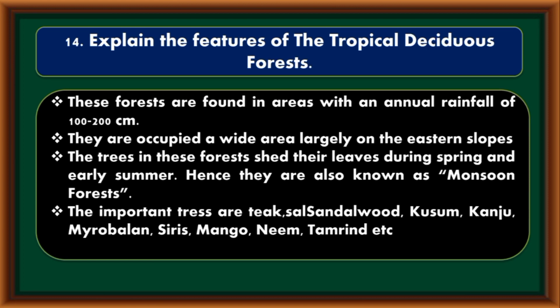Explain the features of the tropical deciduous forest. These forests are found in the areas with an annual rainfall of 100 to 200 cm. They occupy a wide area, largely on the eastern slopes. The trees in these forests shed their leaves during the spring and early summer. Hence, they are also known as monsoon forests. The important trees are teak, sal, sandalwood, kusum, kanju, myrobalan, siris, mango, neem, tamarind, etc.